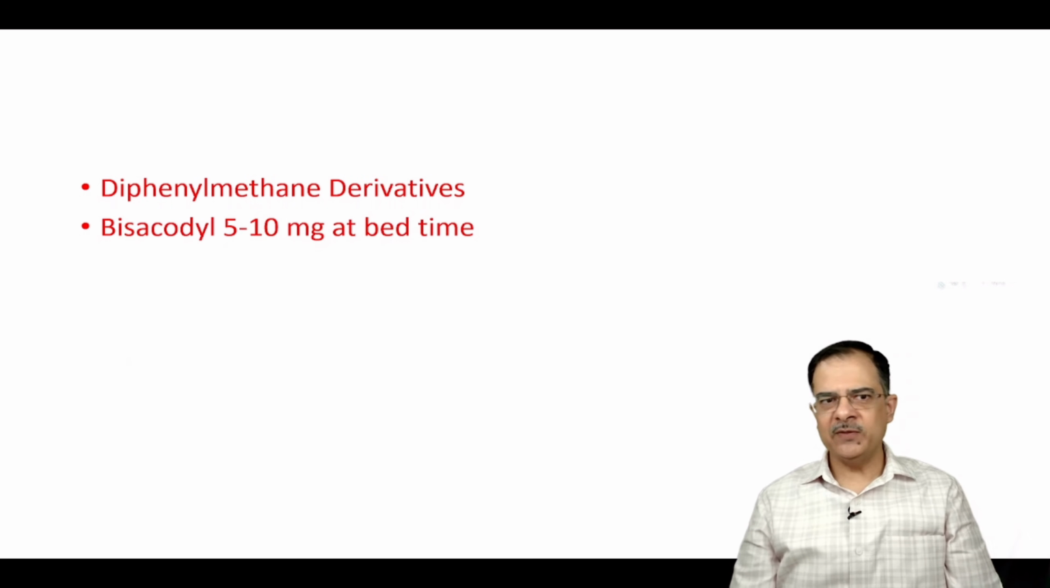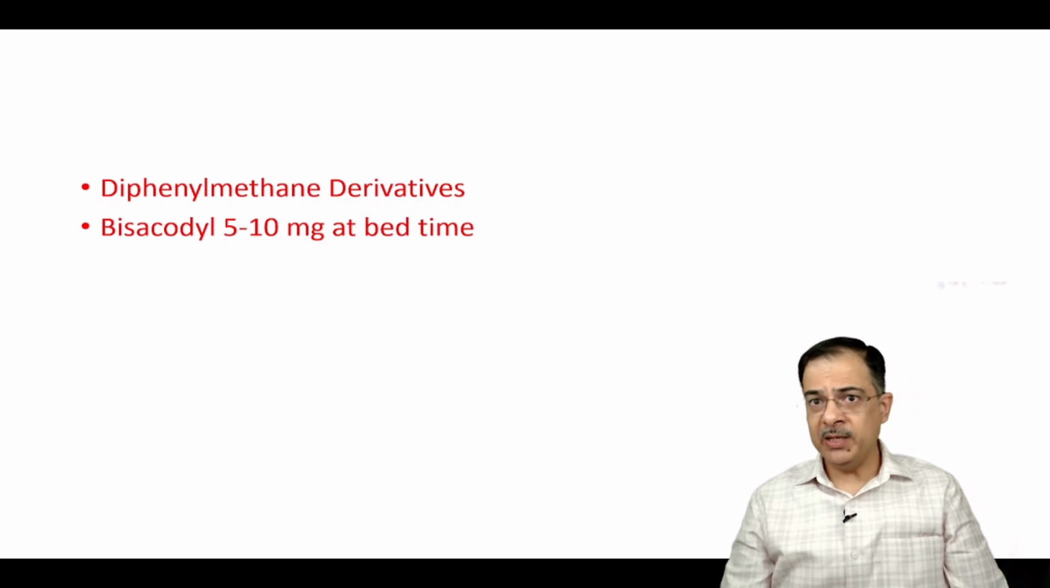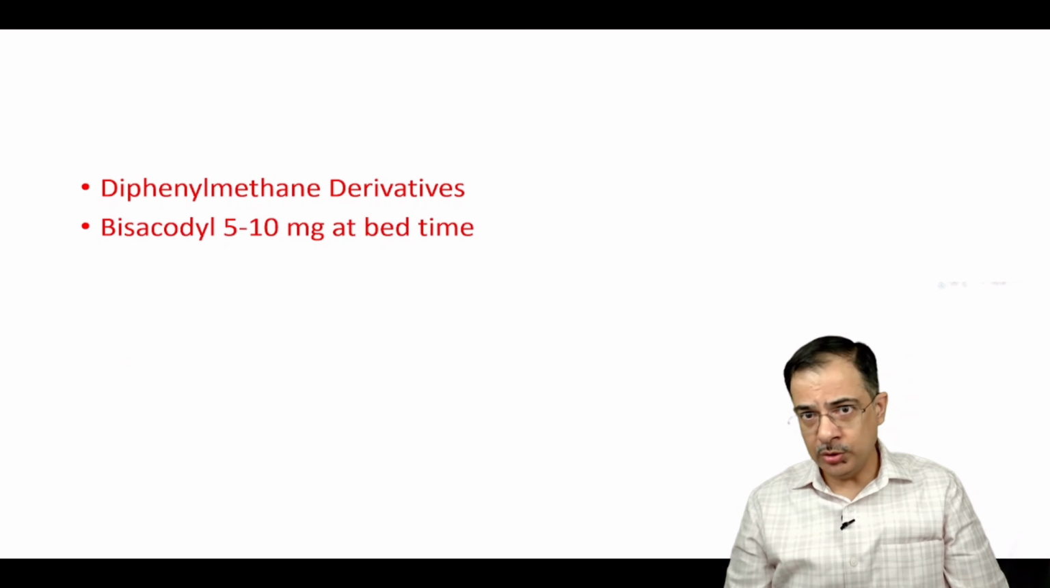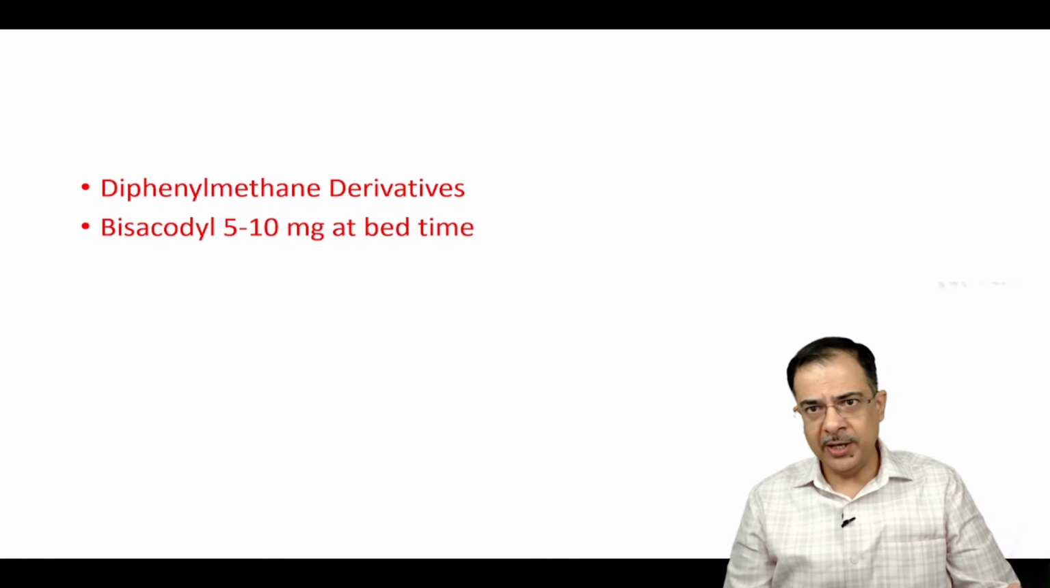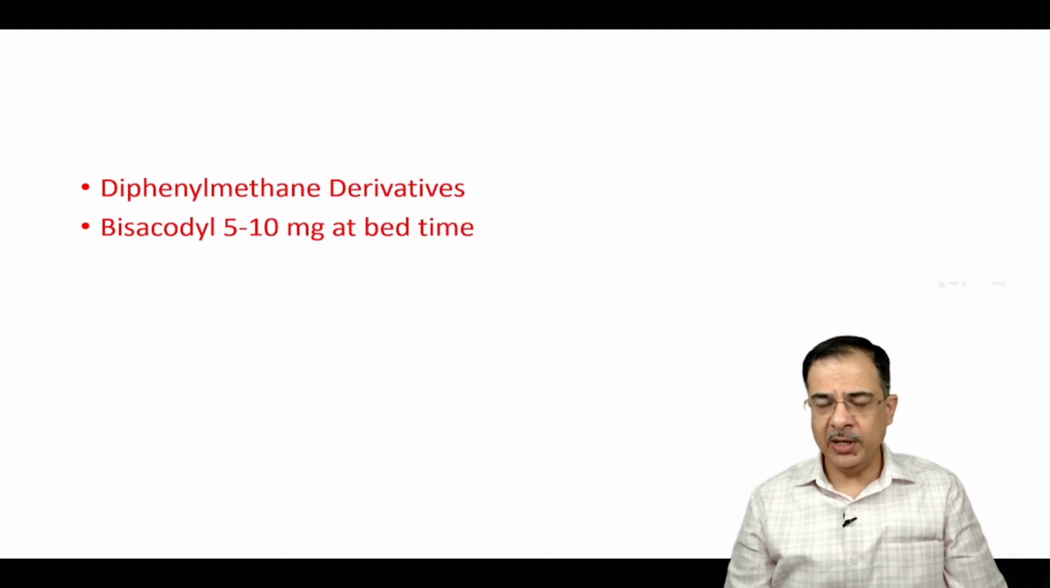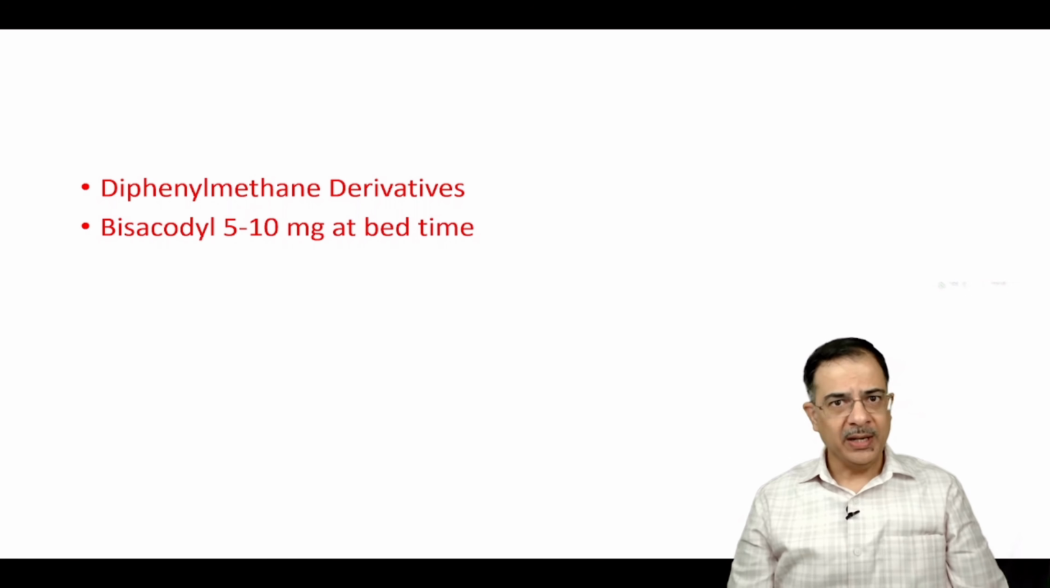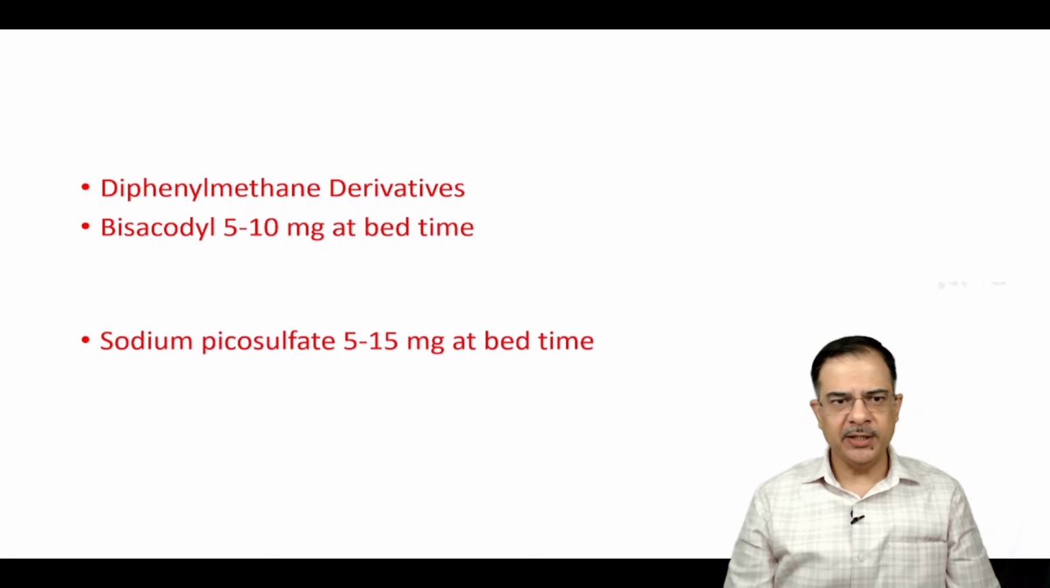Diphenyl methane derivatives like bisacodyl, 5 to 10 milligrams at bedtime, can be given, and it can be given as a single-time use also. That means just one day, if we want to prepare the patient for some radiological investigations where the stool should be passed adequately. So bisacodyl is given. It works on both the small and the large intestine.